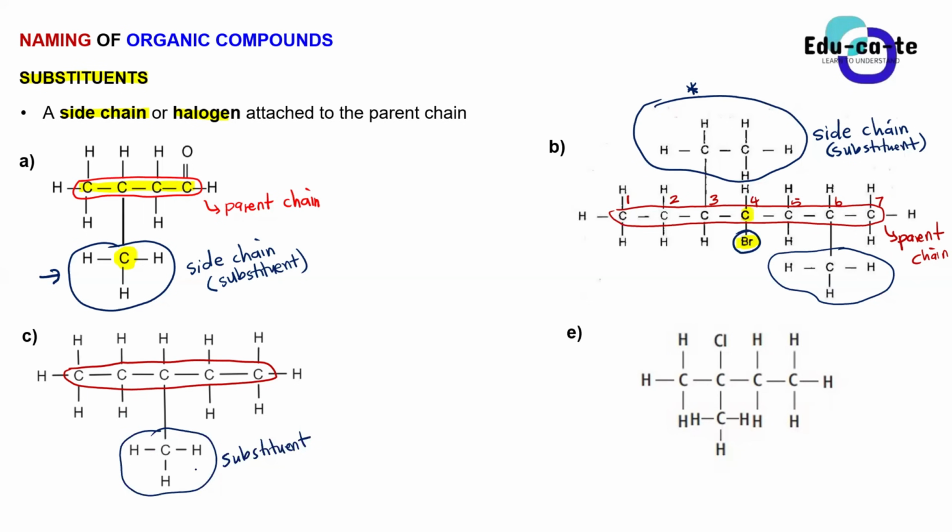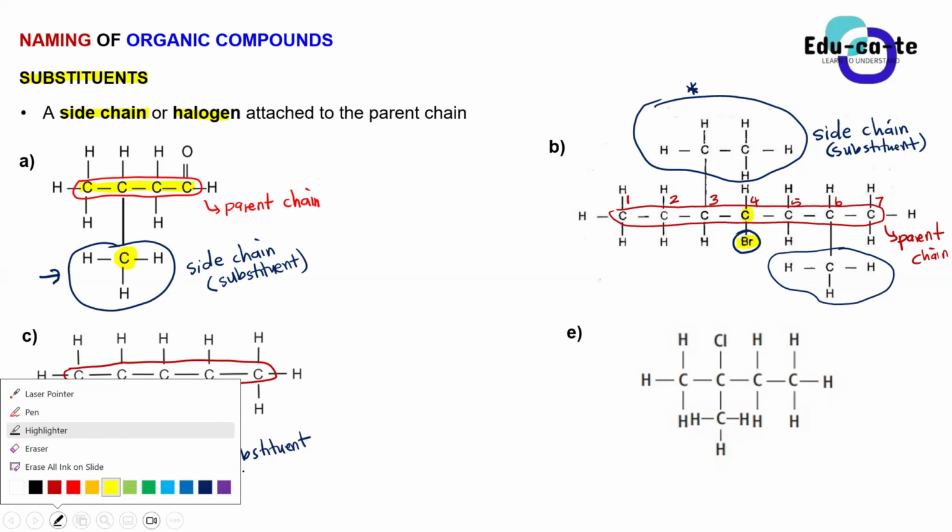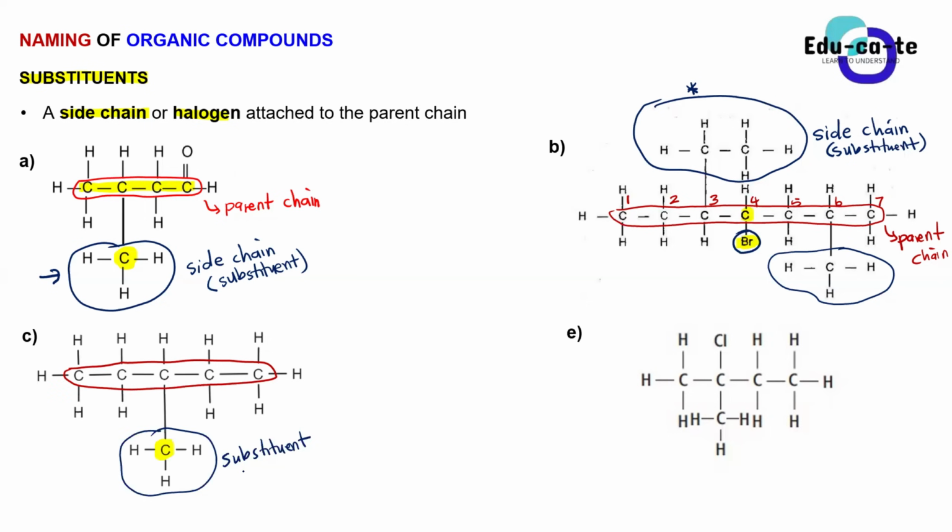Remember, guys, when you say it's a side chain, it simply means that it consists of carbon. Whatever it is that is not part of the parent chain, it has some carbon in it. So we say it's a side chain, but a side chain is a substituent basically. So generally, a side chain is a substituent. Okay, let's go to D, guys. How many substituents do we have on D?